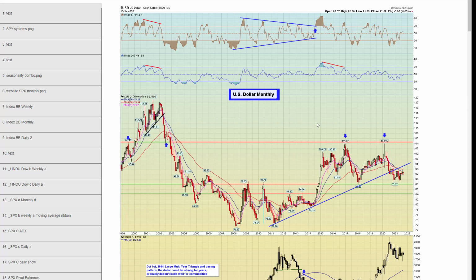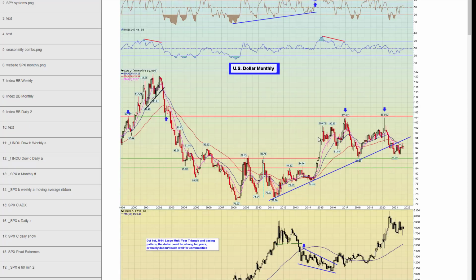Chart 88. Oh, here's another chart of the dollar, a monthly view. Kind of shows your long-term support, your long-term resistance areas. Let's move to precious metals.